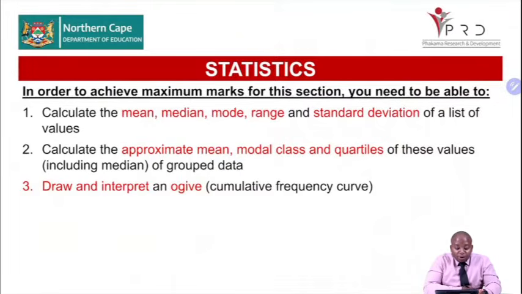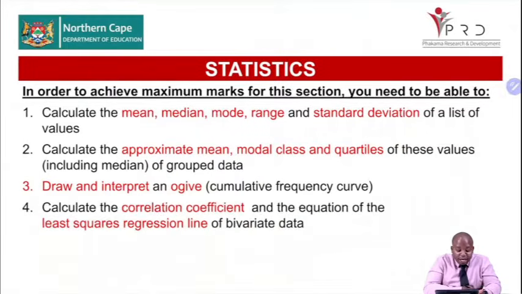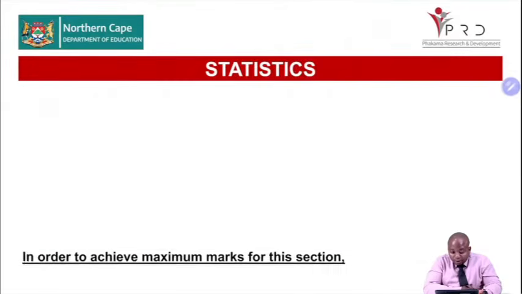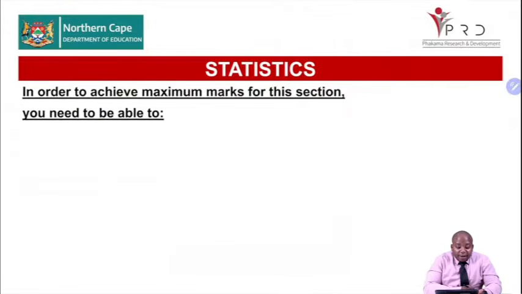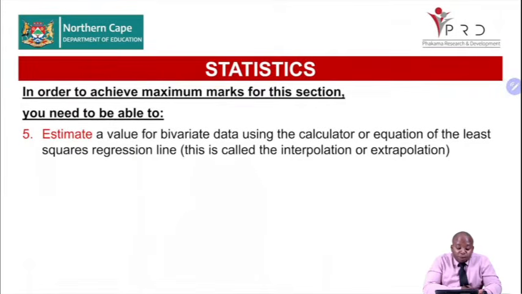Number 3, you must be able to draw and interpret an ogive curve, which is our cumulative frequency curve. Number 4, you must be able to calculate the correlation coefficient and the equation of the least squares regression line of bivariate data. Number 5, you must be able to estimate a value for bivariate data using a calculator or the equation of the least squares regression line. This is called interpolation or extrapolation.